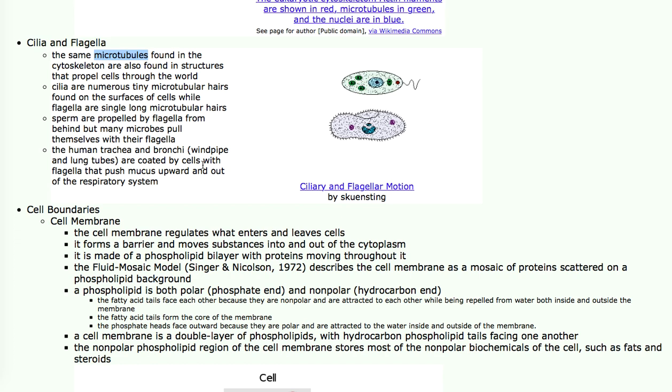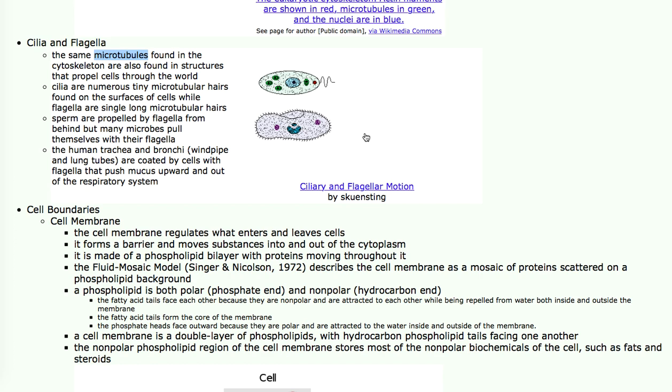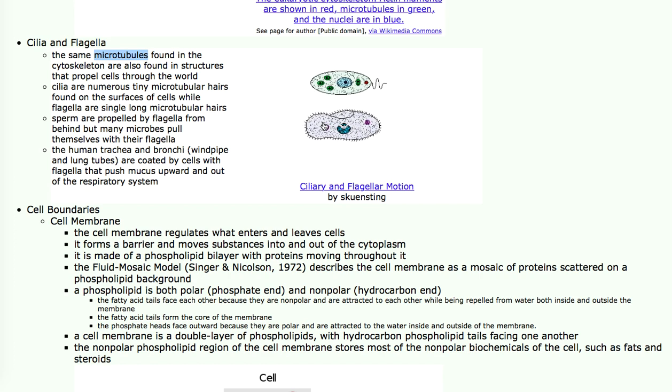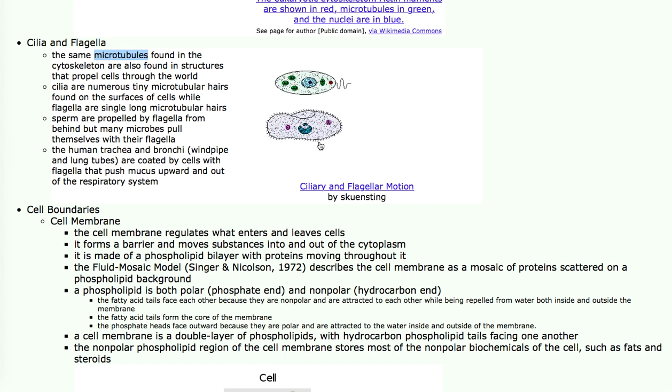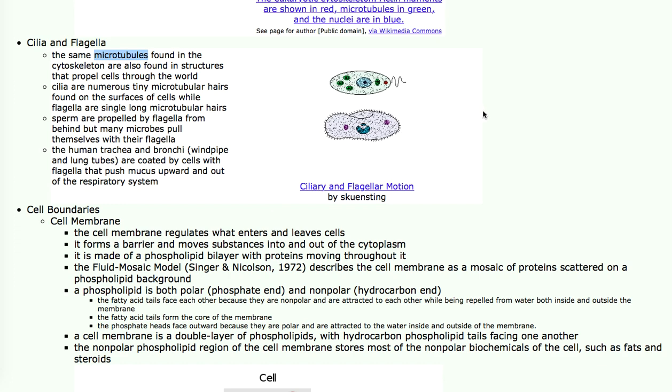So cilia are little short hairs that are found on some microbes that are used like little oars on a boat to propel cells through the water. So cilia and flagella are good for moving cells through water. And most human cells don't have them, but just a few do. And now in the next lecture, we'll move on to boundaries of the cell.